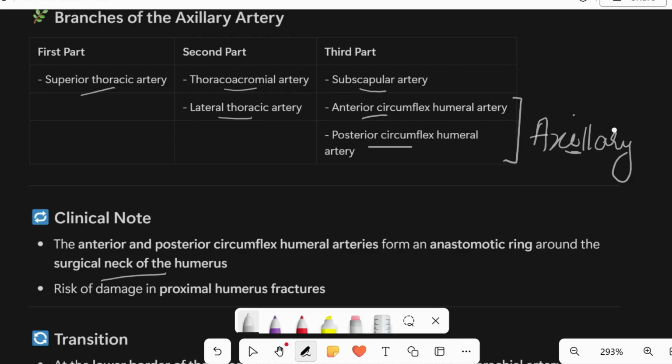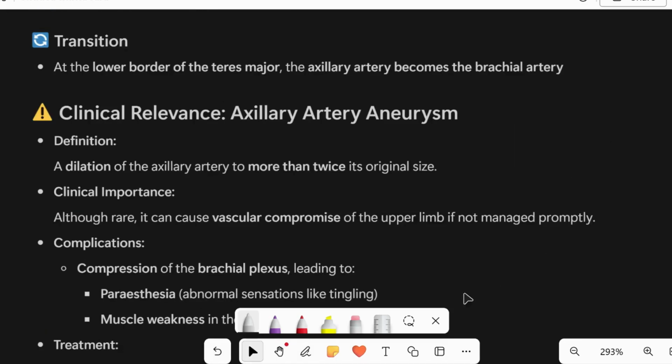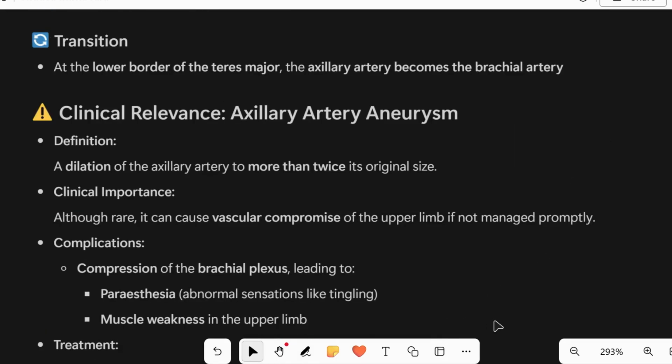So in this case, this pathology can occur when there is a proximal humerus fracture. In a proximal humerus fracture, the surgical neck will be damaged and the vasculature and the nerve supply will be affected. As I already explained, the lower border of teres major defines the end point of the axillary artery and the starting point of the brachial artery.